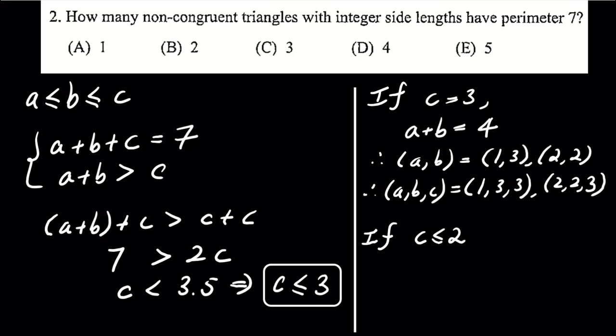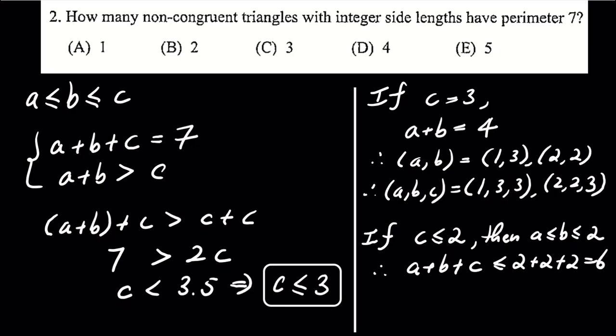If c were less than or equal to 2, since c is the biggest side, a plus b plus c would sum to at most 6, which contradicts our perimeter requirement. Thus, no valid triangle exists with c less than or equal to 2. Therefore, there are exactly 2 non-congruent triangles possible with a perimeter of 7, making the correct answer B. If you got this right, well done. You're one step closer to achieving that medal.